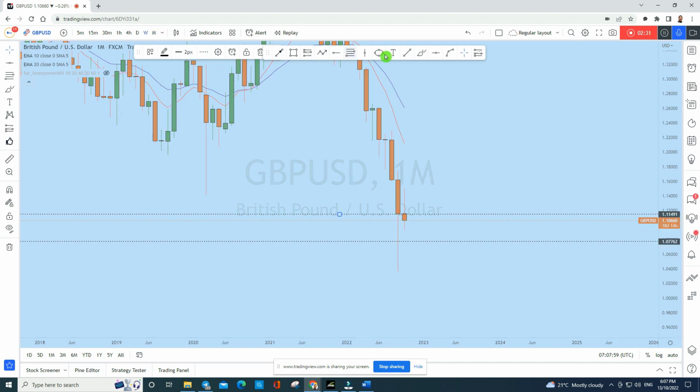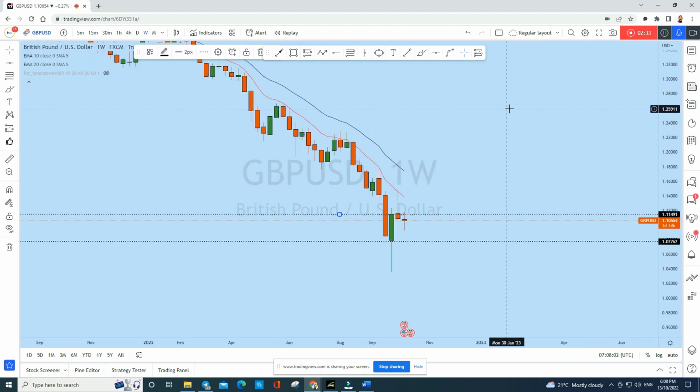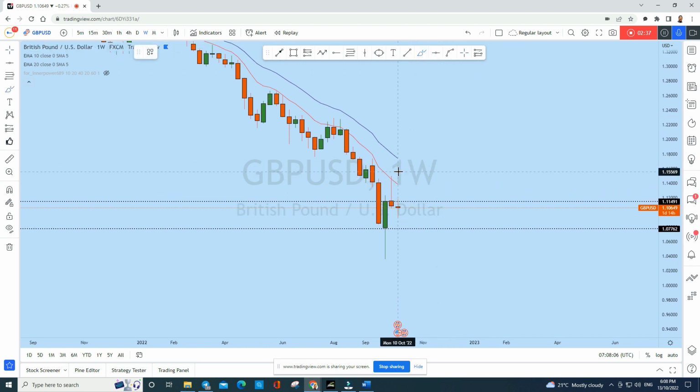Now, looking at the weekly perspective, we see that this is the zone where a nice looking pin bar has been formed on the weekly perspective. In such a strongly falling market, a pin bar from such an important area of value can give us a really huge probability for shorting British pound US dollar.